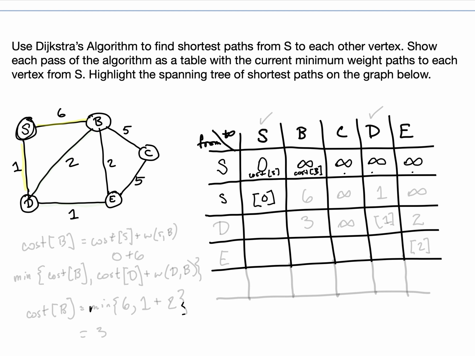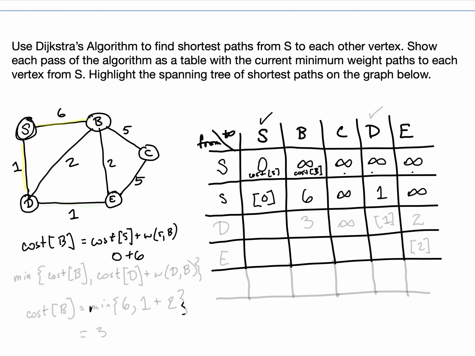And so now we can update the values for B and D. At this point, the cost of B is the cost of S plus the weight of the edge from S to B. So what is that? That's 0 plus 6, which is 6. And similarly, the cost of D at this point will be 1. The cost of C is still infinity, so the cost of C has not changed, and the cost of E has not changed. So now S is processed, so S is done.